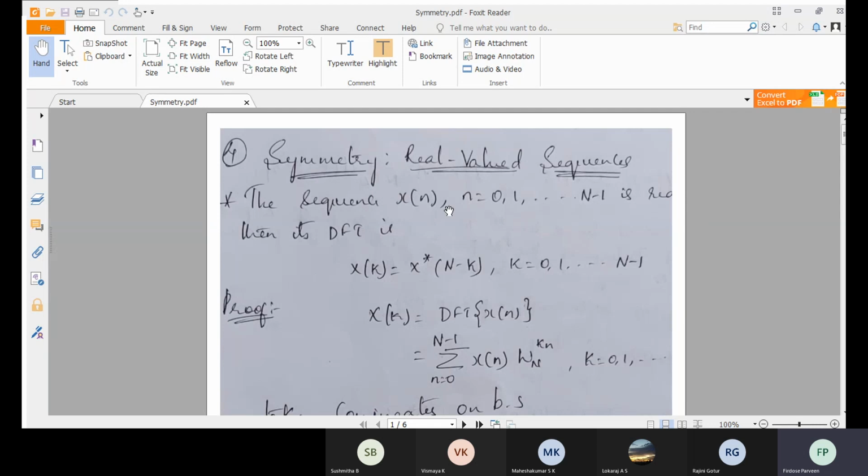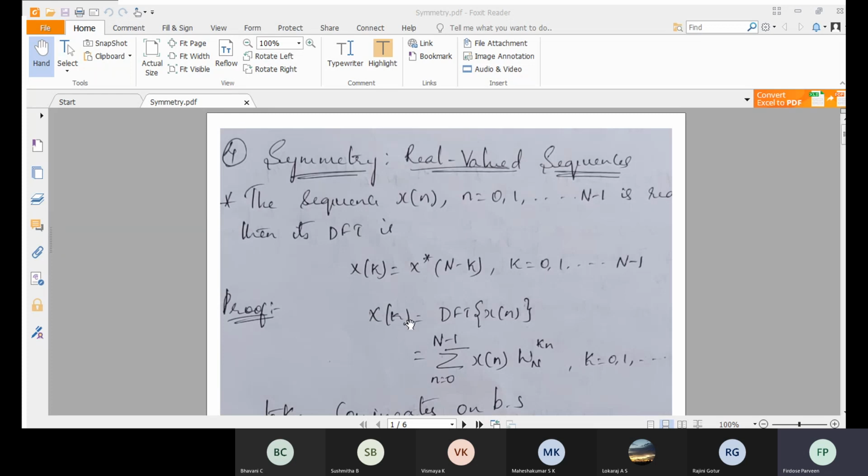The sequence x of n has been given, where n is equal to 0, 1 till N minus 1. If it is real, then its DFT, which is X of k, is given as X conjugate of N minus k, where k is 0, 1 till N minus 1. So we will prove that.